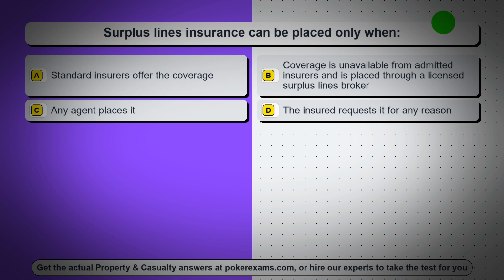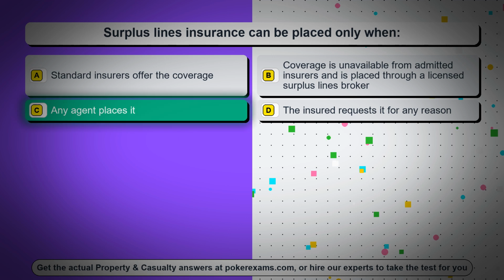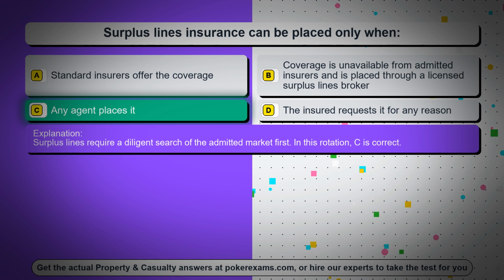Question 16. Surplus lines insurance can be placed only when. Option A. Standard insurers offer the coverage. Option B. Coverage is unavailable from admitted insurers and is placed through a licensed surplus lines broker. Option C. Any agent places it. Option D. The insured requests it for any reason. The correct answer is option C. Any agent places it. Surplus lines require a diligent search of the admitted market first. In this rotation, C is correct.